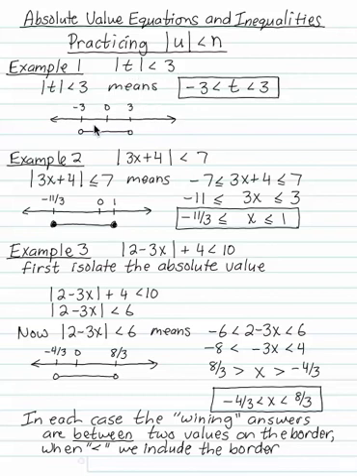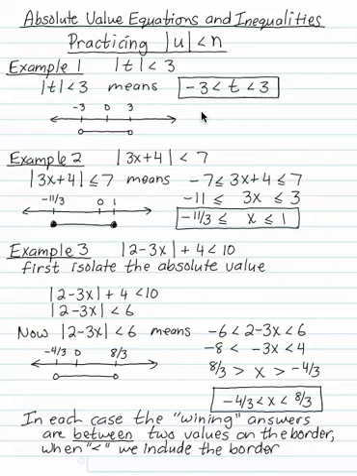Well, what does that mean? Visually, it means the numbers that make the sentence true are the numbers between minus 3 and 3. That's exactly what the rule says. Absolute value of u less than n means u is trapped between minus n and n. Here the u is t and the n is 3.